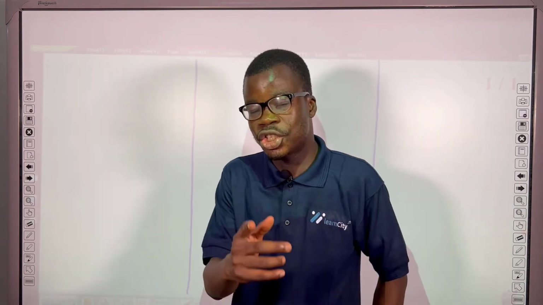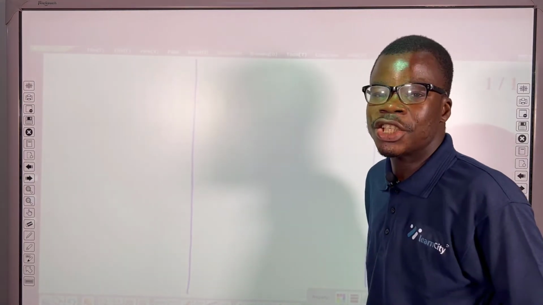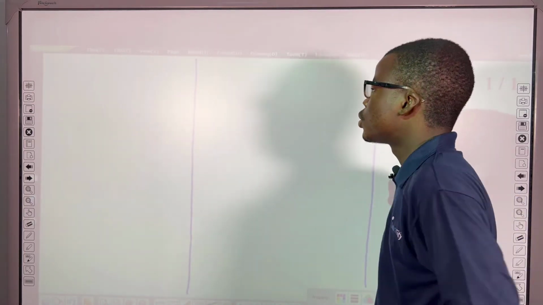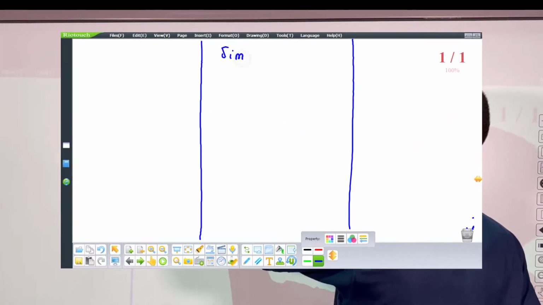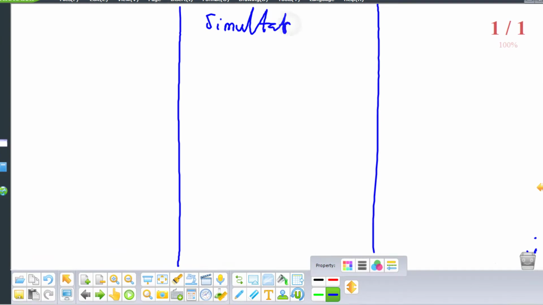It's learnCity. So we move on with our session on simultaneous equations. So we've been able to look at solving simultaneous equations using the elimination method. So we move on. Let's solve some questions using the substitution method, simultaneous equations using the substitution method.